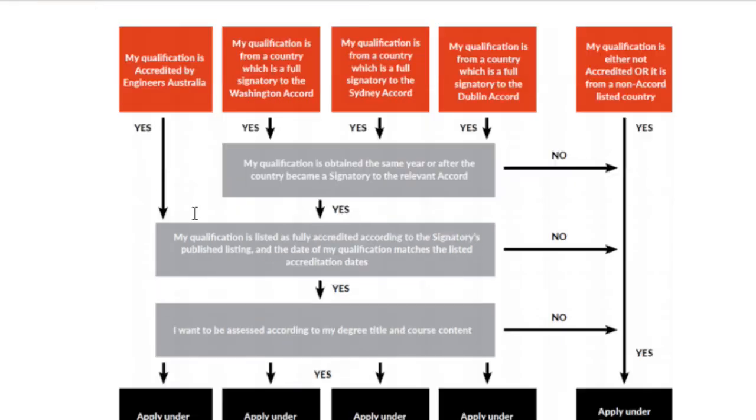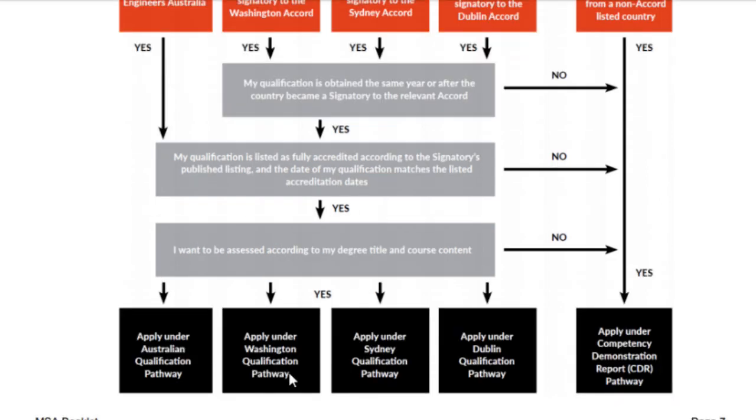Here they have also given the chart on how to choose the pathway. So for example, if your qualification is accredited by Engineers Australia, then you can jump to this one: my qualification is listed as fully accredited according to the signatories published listing, and the date of my qualification matches the listed accreditation dates. If it is yes, then you can come down here: I want to be assessed according to my degree title and course contents, and then yes. If you have all these answers as yes, then you can apply under the Australian qualifications pathway.